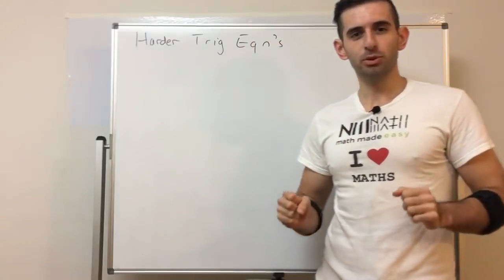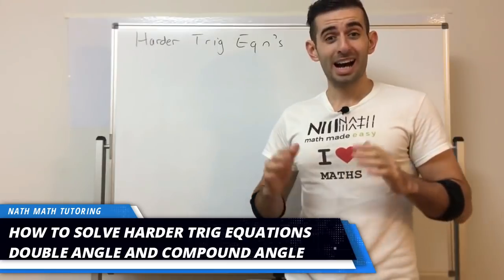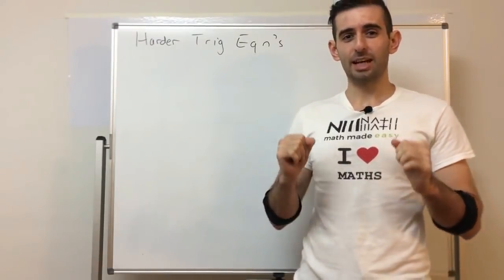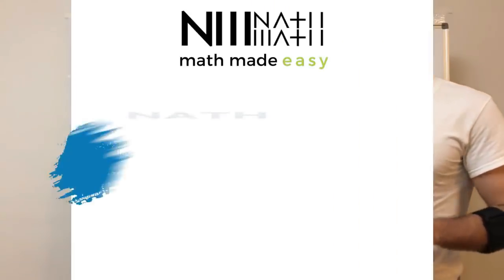Hey everyone, and welcome to another Wednesday fan favorite video. Today you guys voted for solving harder trig equations using double angle and compound angle identities. All right, let's get started.